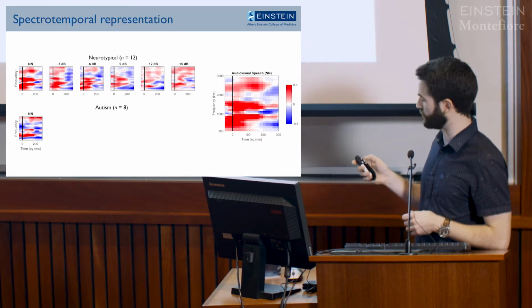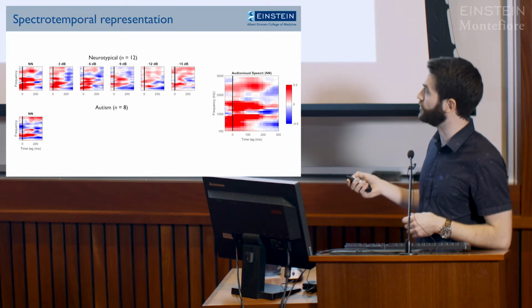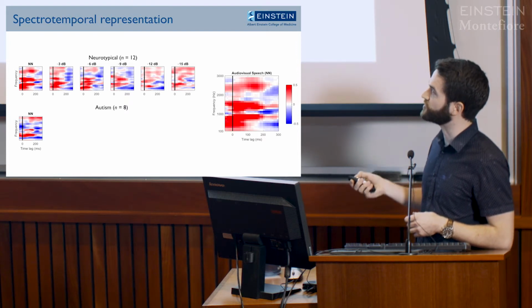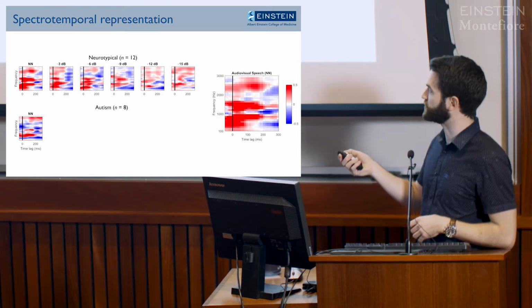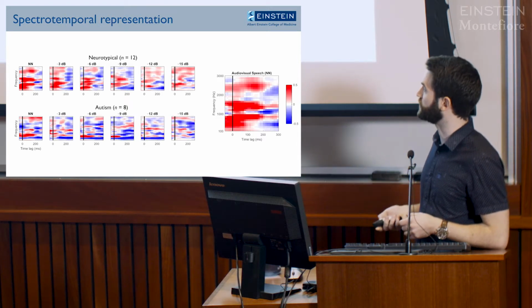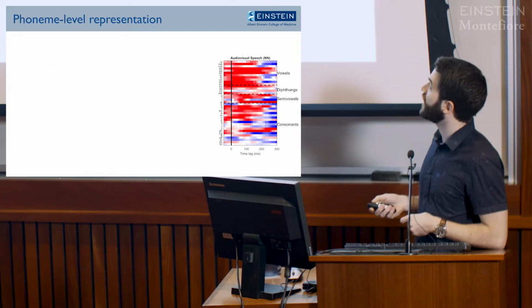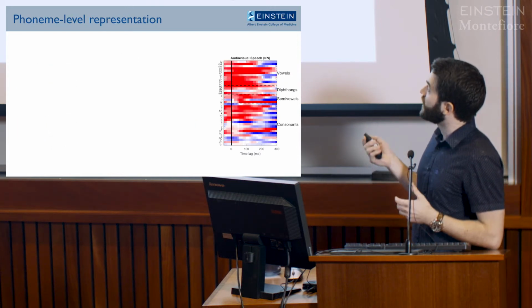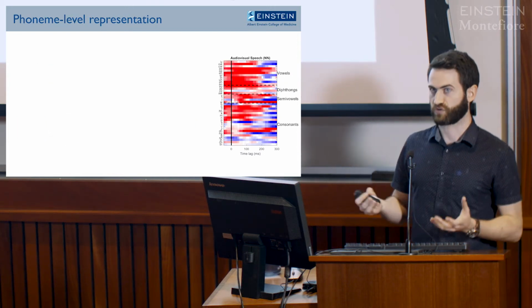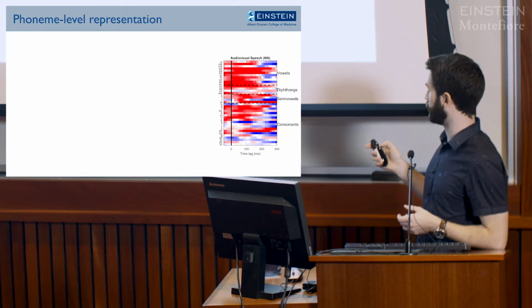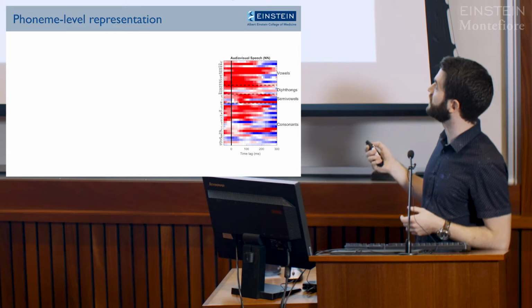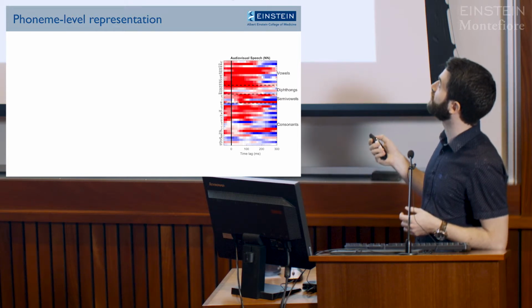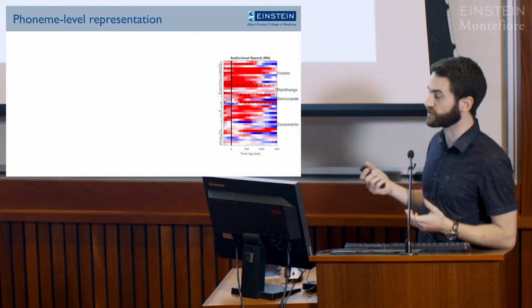If we then include the other signal to noise ratios, you can see how the response function diminishes as you increase the background noise, as the red starts to fade, and obviously in the autistic group as well. And so then we can also derive this phonetic representation. So here what we have is a temporal response function for each of the phonemes in the English language, and we've grouped them by vowels, diphthongs, semivowels, and consonants.